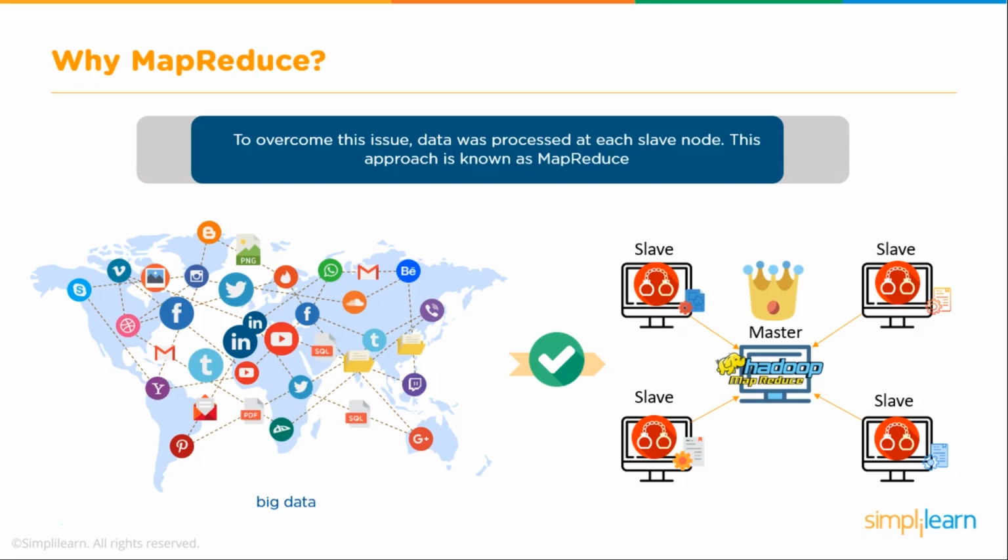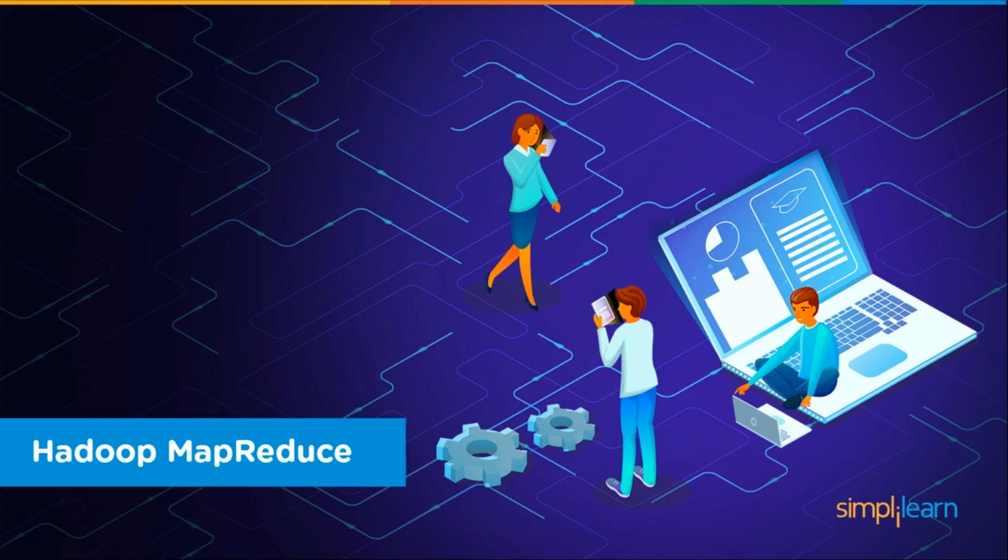Hadoop has this data locality reference, which basically means do not move the data from one layer to another layer, but process the data wherever it is actually stored. So let's understand what MapReduce is and how it works.